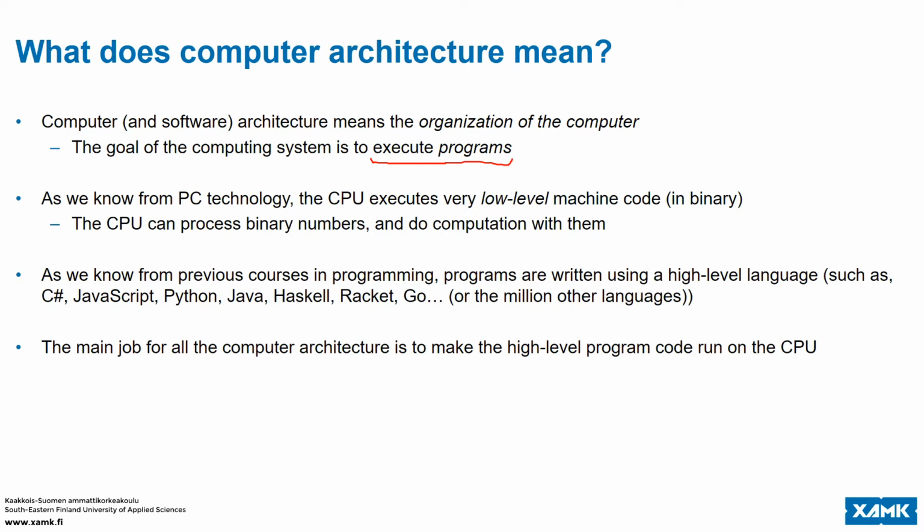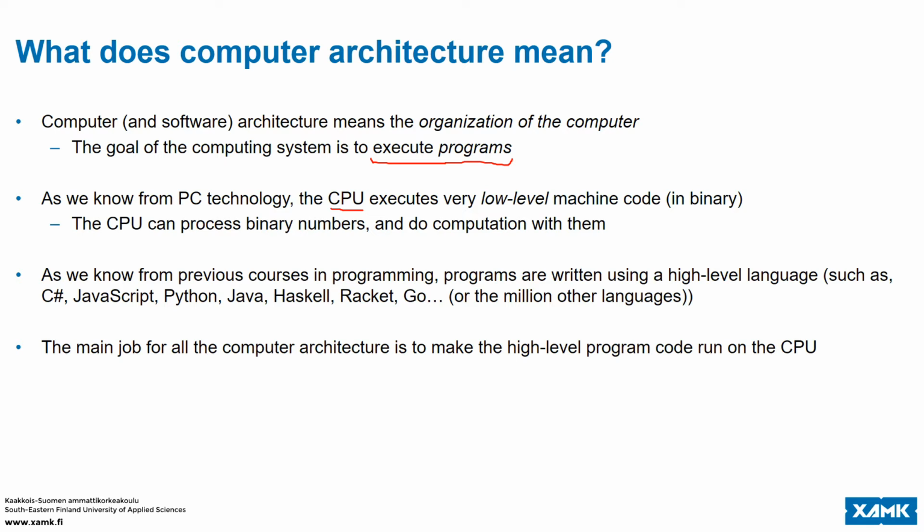As we know from our previous studies in PC technology, the CPU, the main processing unit, can execute very low-level machine code, usually in binary code. We call this machine code or binary code. So all of those computer programs that you run are sometimes called binaries because of this. So the CPU only executes binary machine code.